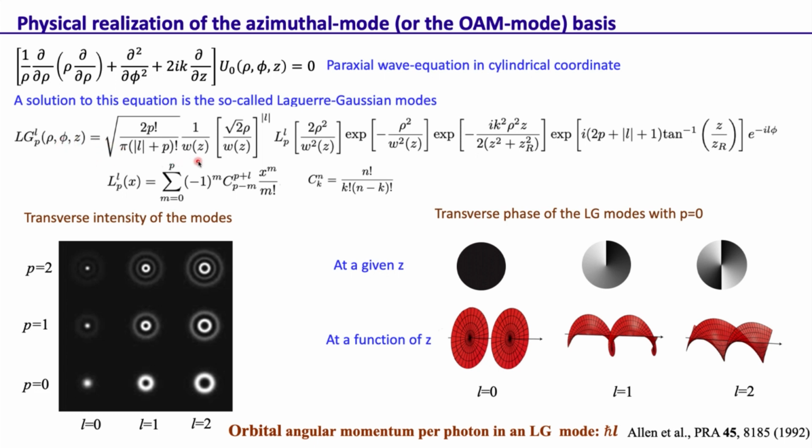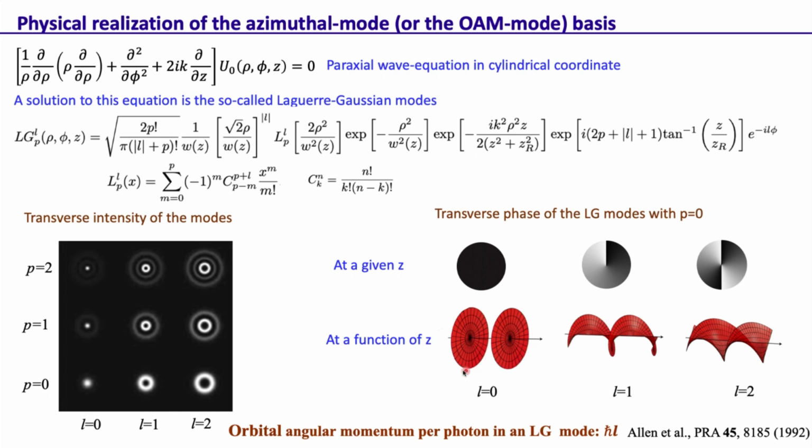So if we have a photon in such a mode, that means if we integrate this mode over enough volume such that the total energy is equal to h bar omega, then for that volume the total orbital angular momentum will be h bar l, and that's what this result says. So this has the interpretation that a photon in an LG mode with index l has orbital angular momentum l h bar per photon.